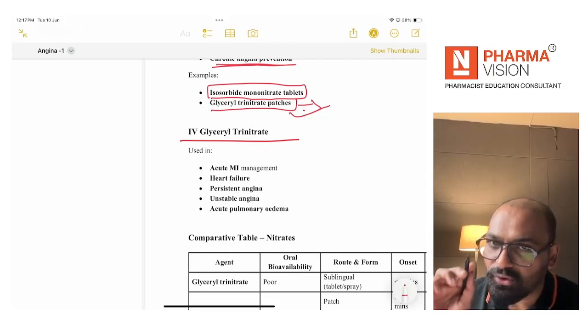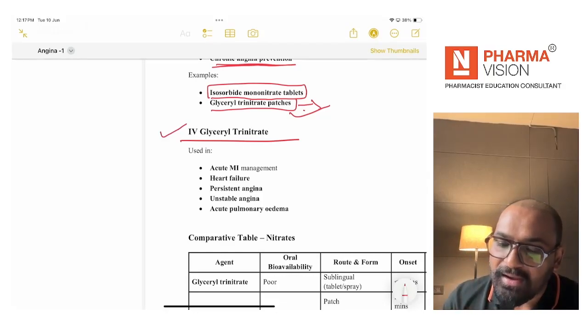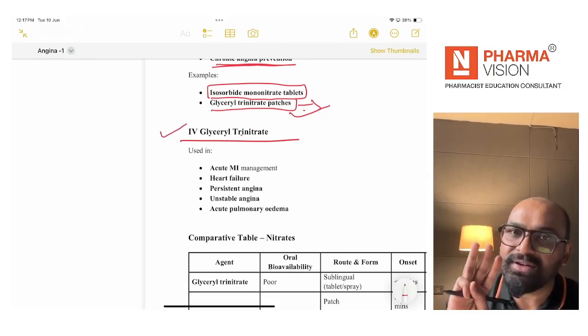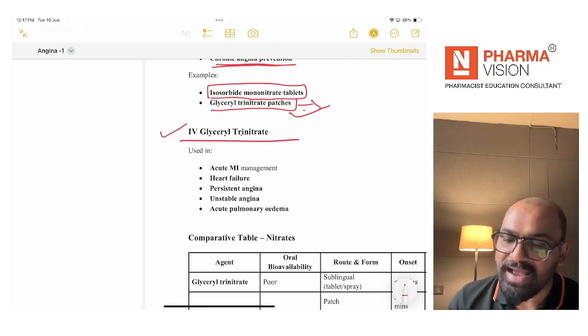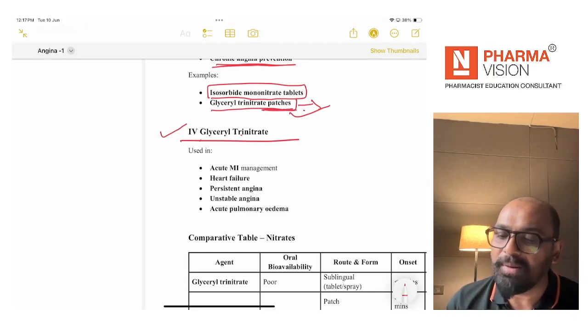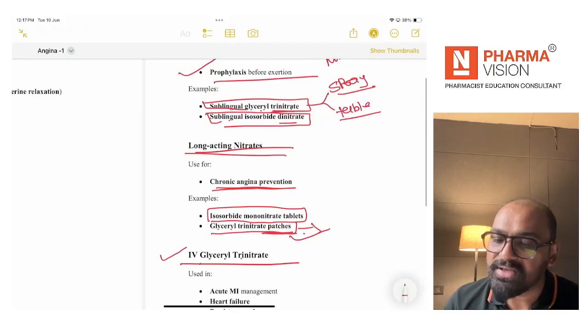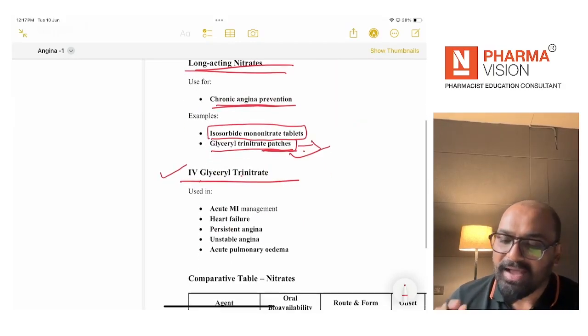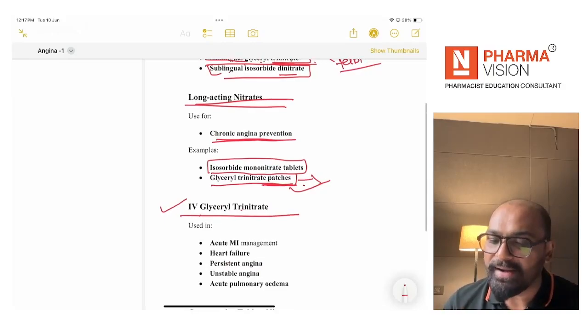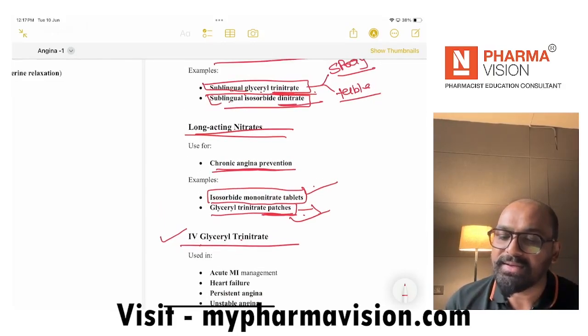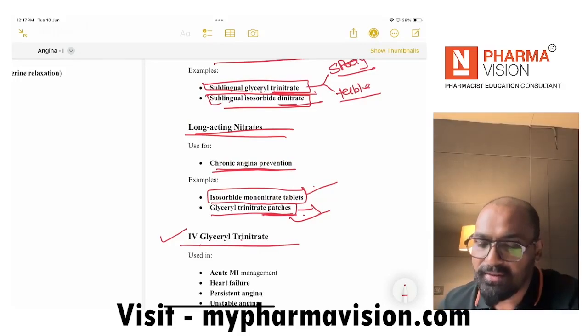If you look carefully, glyceryl trinitrate has 3 different dosage forms. One is IV, another is transdermal patches, and the third is sublingual tablet and spray. Okay, isosorbide mononitrate has 1 tablet form, and isosorbide dinitrate has both sublingual and conventional tablet forms.